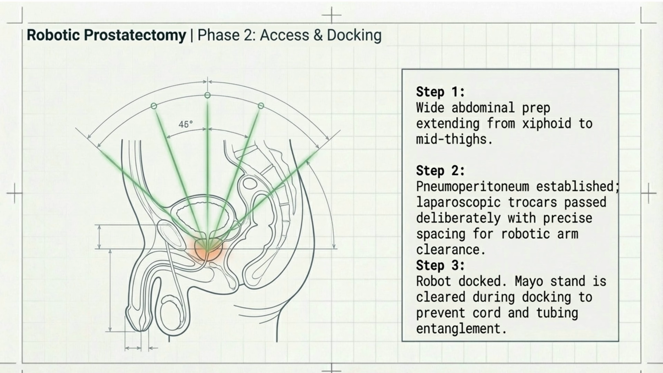The abdomen is prepped and pneumoperitoneum is established. Trocars are inserted with precise spacing to allow robotic access. The robot is docked and the surgical field is prepared. Equipment organization helps prevent delays or complications. So for you as a surgical tech, you want to keep everything where you know where it's at so that you can switch things out rather quickly.